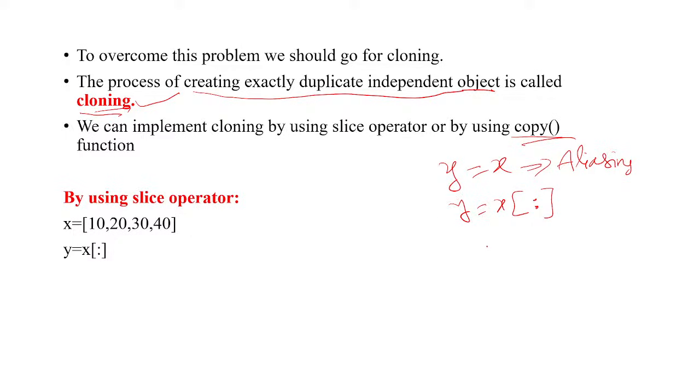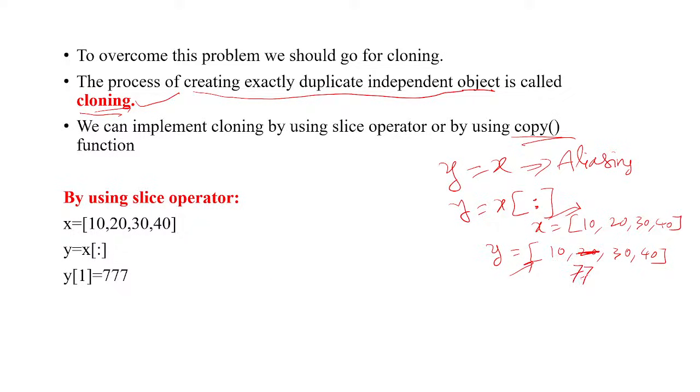So in such a case, what happens? y gets another separate list containing 10, 20, 30 and 40. x has its own copy 10, 20, 30, 40. Just like a Xerox copy of x is taken and assigned to y. So y will have its own copy, x will have its own copy. This is called cloning. Now when you say y of 1 is equal to 777, in y this value is changed. It is changed only on the Xerox. See here, the original remains as it is. So when you print x, x still remains the same.